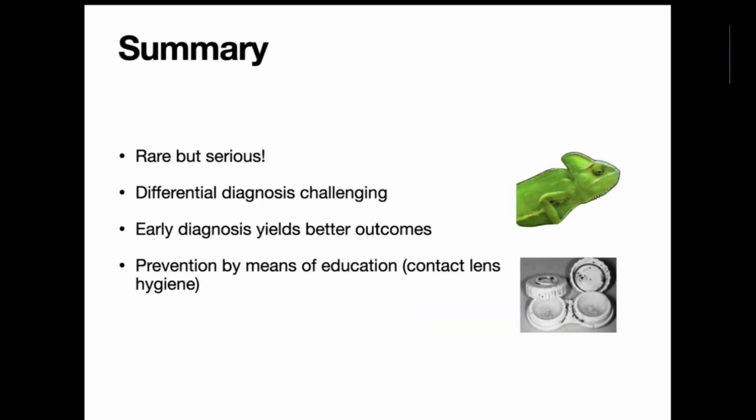So, this was it. I can summarize: acanthamoeba keratitis is rare but serious. You have to get the diagnosis early if you can, because early diagnosis gives better outcomes. It's always better not to do a keratoplasty as shown.